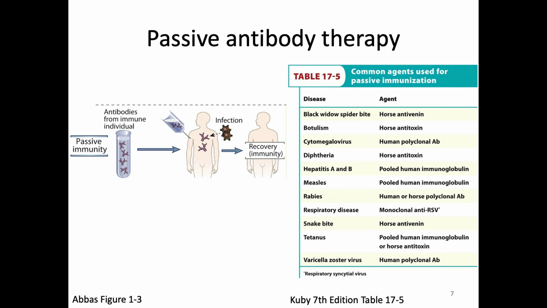So let's look at this table for a second and think about what it says. What does this table say that you are going to be treated with for your black widow spider bite? Yeah, go for it, Alexis. Horse antivenom. So what does that mean? Yeah, they're antibodies from a horse. So here we see, antibodies from immune individual. The immune individual was a horse, right?